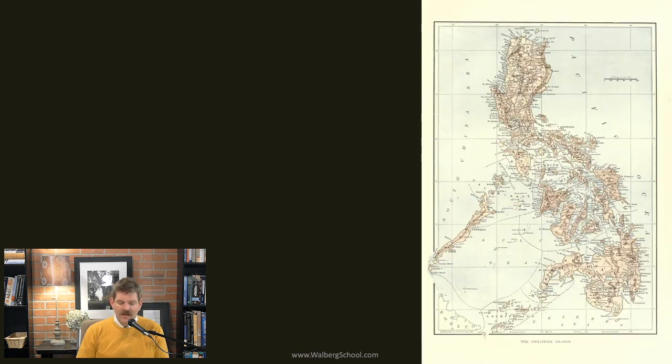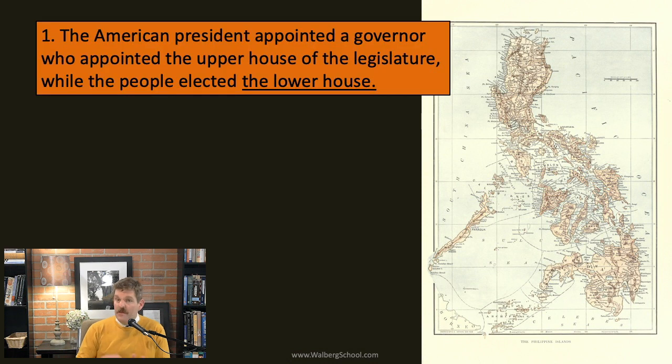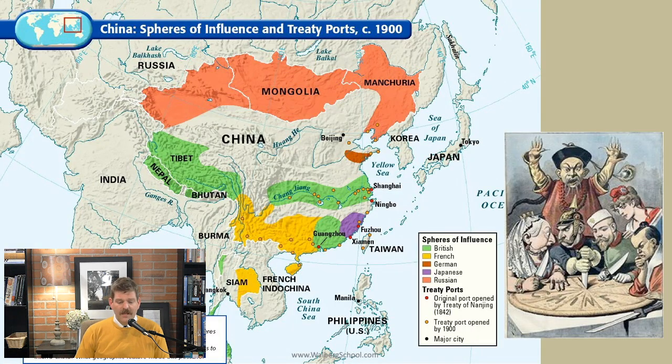The United States set up a government in the Philippines pretty similar to what you find in Puerto Rico. The American president appointed a governor there, and the governor then appointed the upper house of the legislature, sort of the equivalent of the Senate. The people voted in an election for the lower house, so you had an elected lower house, an appointed upper house, and an appointed governor. The Philippines eventually became independent after World War II, on July 4th, 1946.